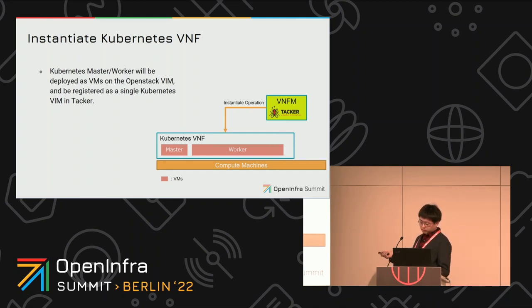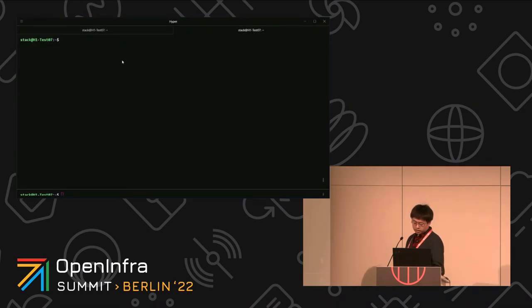To achieve the deployment of free5GC on Kubernetes VNF, let's start with instantiating the Kubernetes VNF on bare metal computing machines. In this step, the Kubernetes master and worker will be created on the OpenStack VIM as VMs and be registered as a Kubernetes VIM in TackerDB. Okay, let's see the movie.